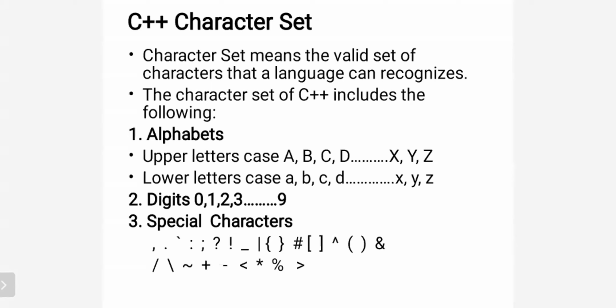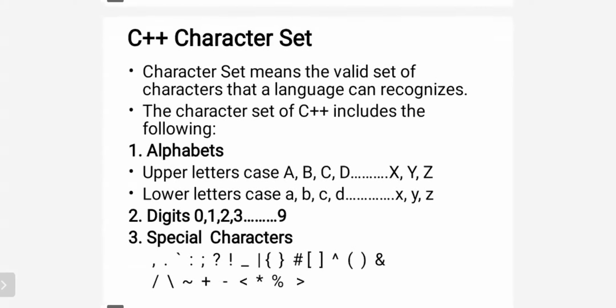Each and every character has its own ASCII code. You know the meaning of ASCII? American Standard Code for Information Interchange. These characters have their own ASCII code. Based on that ASCII code, the high level language, C++, is converted to machine level language and the program will be compiled efficiently. Clear? So what are the character sets? Alphabets, digits, and special characters.